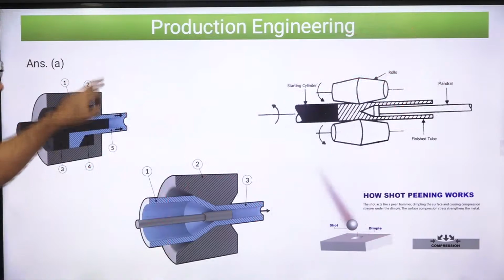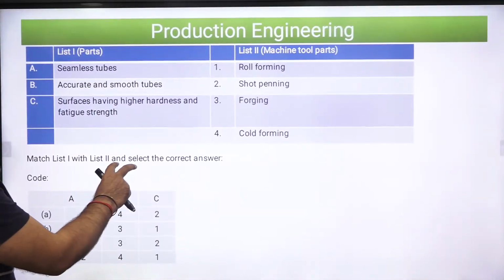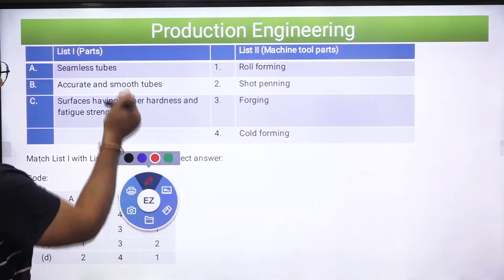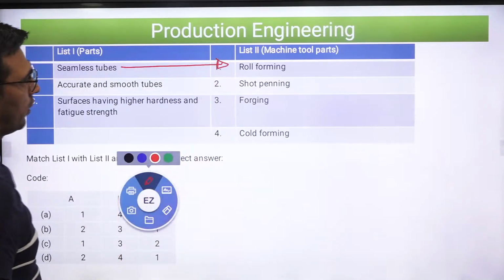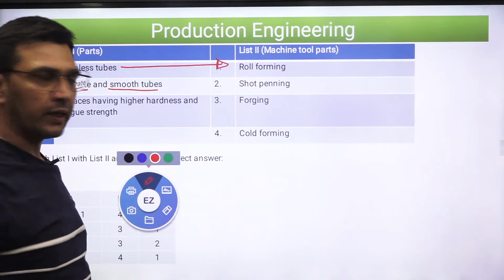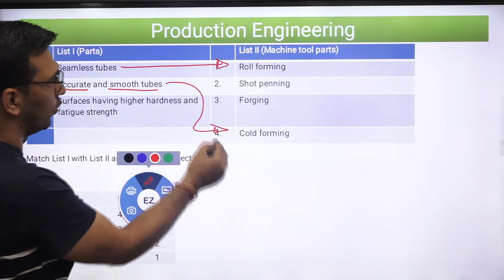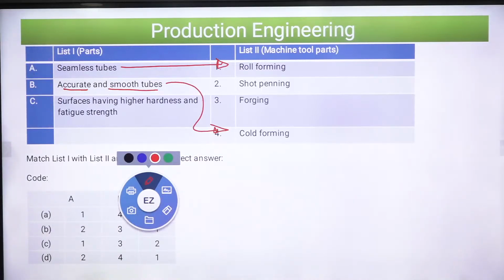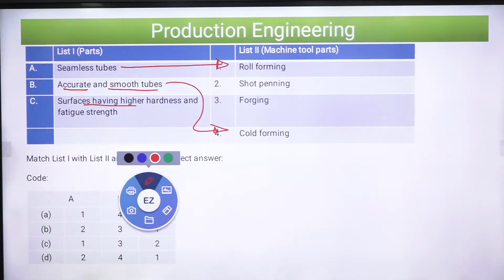So if you have a look over here, that is why for seamless tubes I can go for roll forming, and for accurate and smooth tubes, dimensionally accurate, and tubes having high strengths, I can obtain them from cold forming. And then you are left with what? Surfaces having higher hardness and fatigue strength. Now see, this is one of the processes called shot peening.